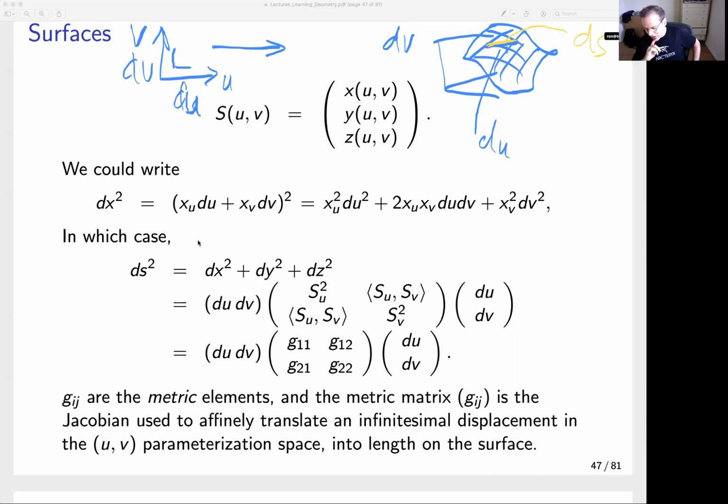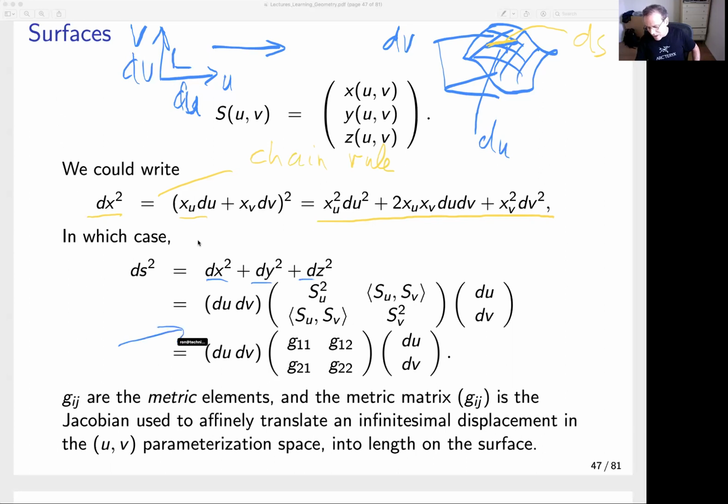Okay. So first of all, let's use the chain rule. dx is nothing but xu du plus xv dv, which is nothing but what you see over here. Again, using the chain rule and taking it one step further, we can do it for the x, the y, and the z, and then rearranging terms, we can write it as follows.